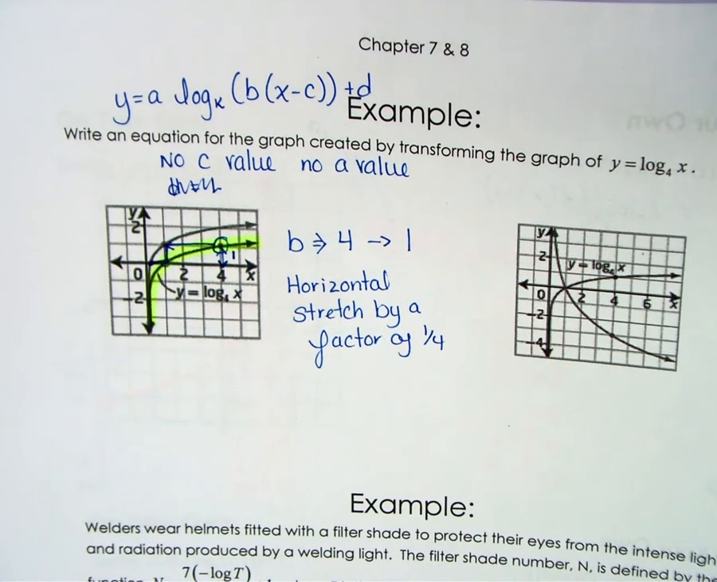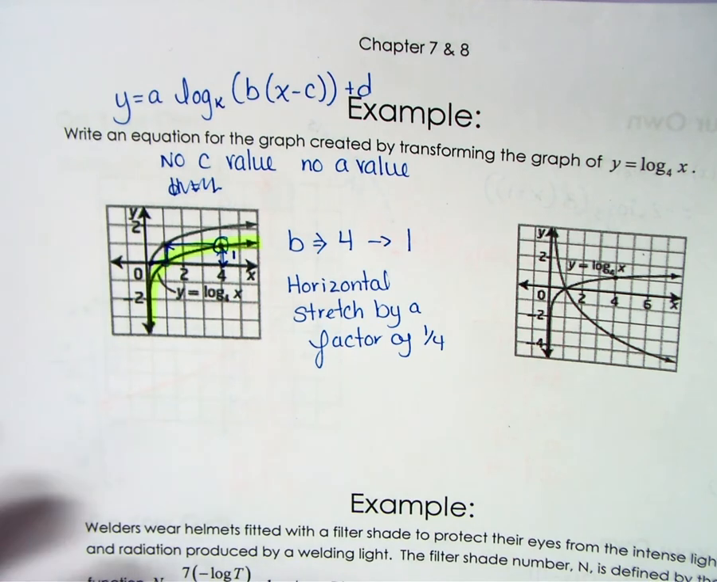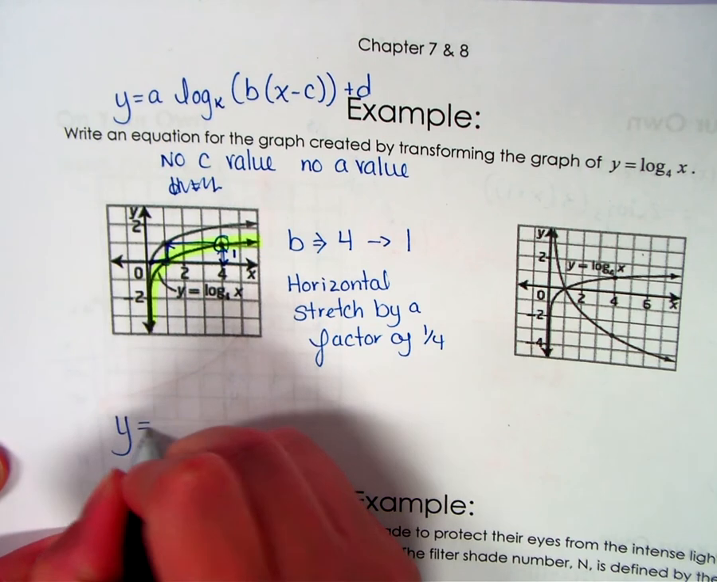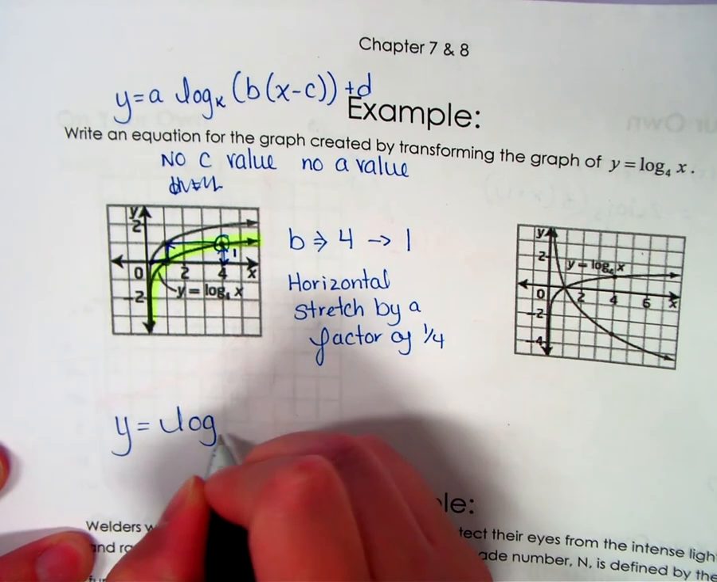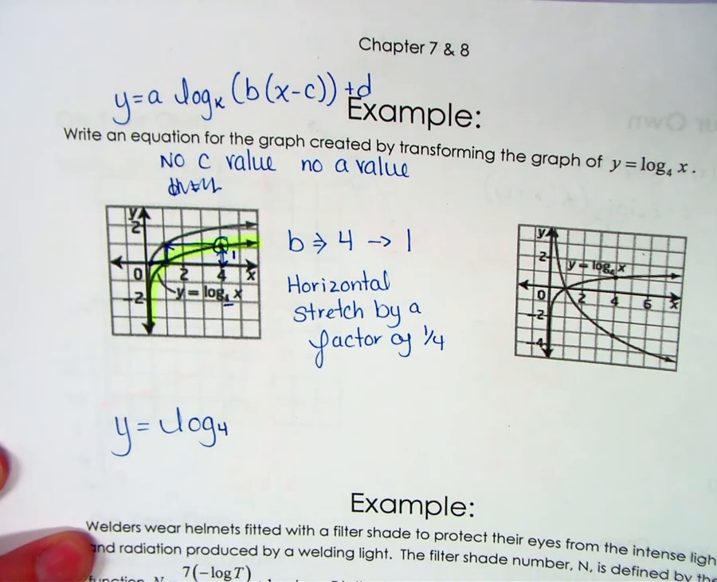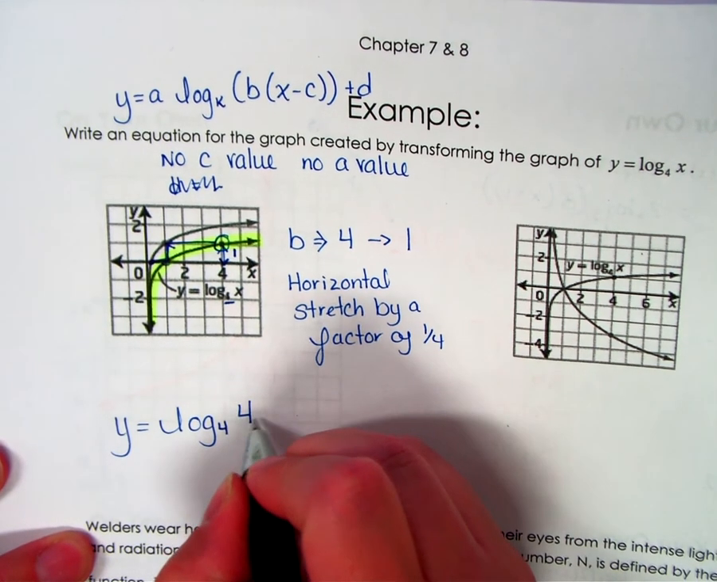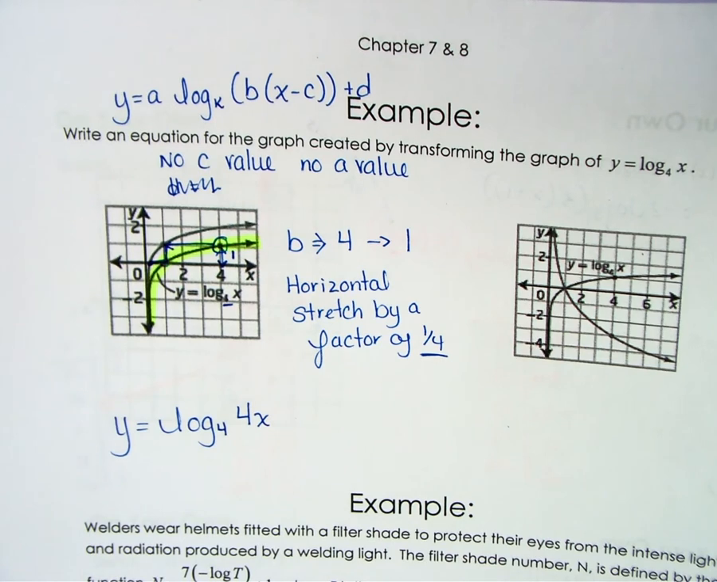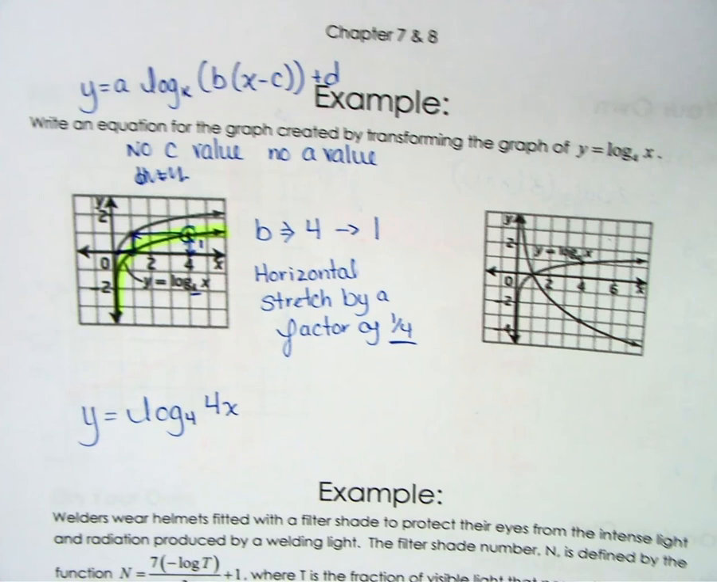So I have no C, I have no A, I have no B. Sorry, we have no D. We're looking for the B right now. That's what we're looking for. So what's my B gonna be? 4. So we're gonna have y equals log base 4, because the original graph was base 4. And we're gonna have 4x because of that compression there. That's it. Okay, let's do our next one.